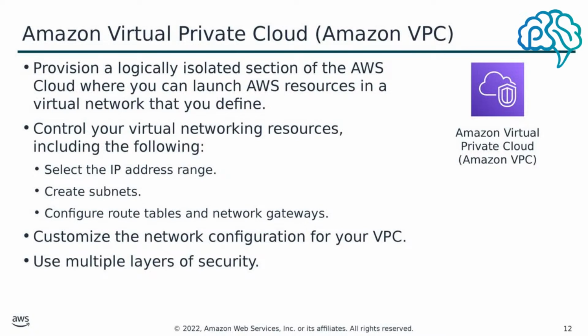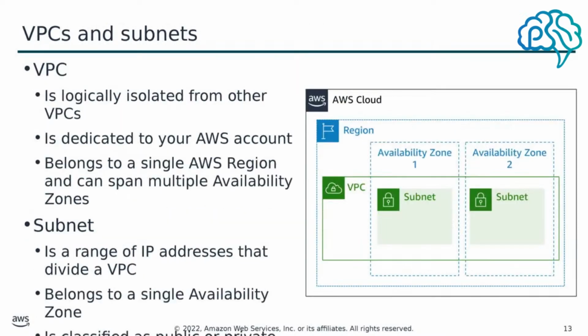And then finally, you can use multiple layers of security in a VPC to control access to things like EC2 instances in a VPC subnet. And you also can have security mechanisms like security groups and network access control lists. So the idea here is that it's a layered measure of security. You're using more than one technique.